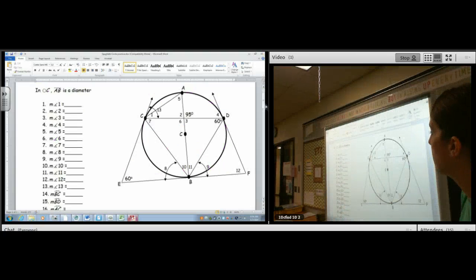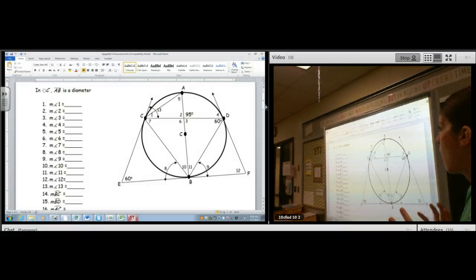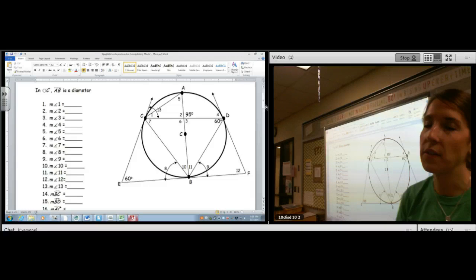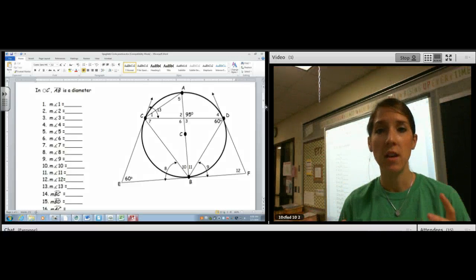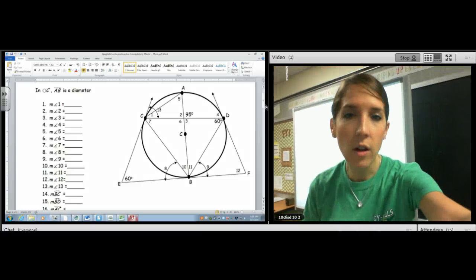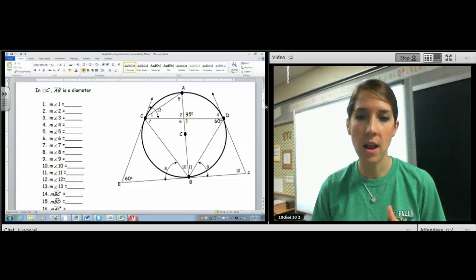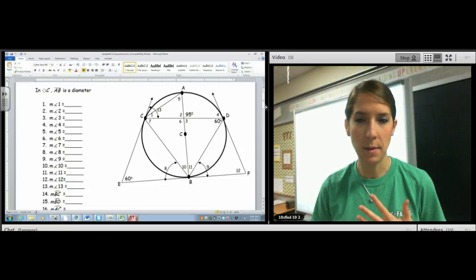So what I would recommend on the assessment is you try to do all of one type of angle first. Like on the assessment, I would find all the arcs, and then I would find all the central angles, and then I would find all the inscribed angles, and that's how the assessment's going to be laid out.